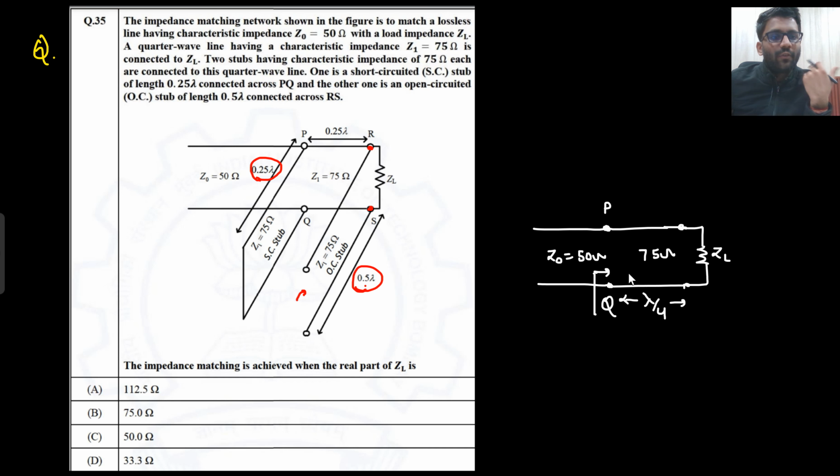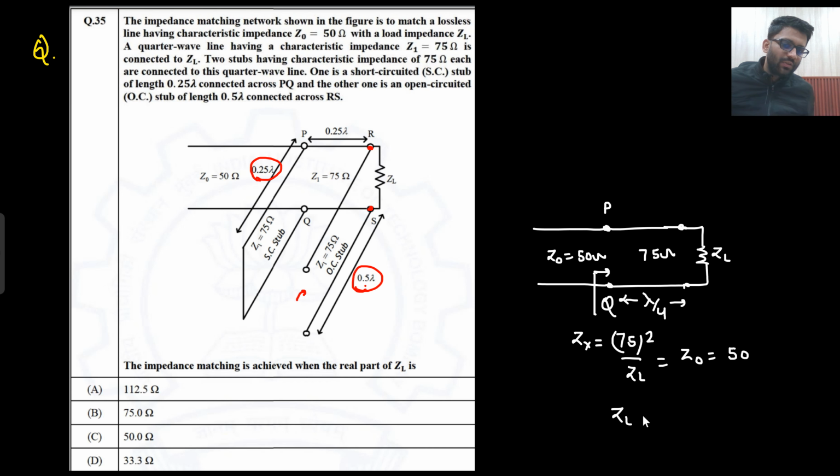But the stubs were of no use. So what will be the impedance he will be getting here? Let's just call it ZX. That will be Z naught square by ZL, and that should be equal to Z naught, which is your 50 ohm. So ZL would be 75 into 75 divided by 50.